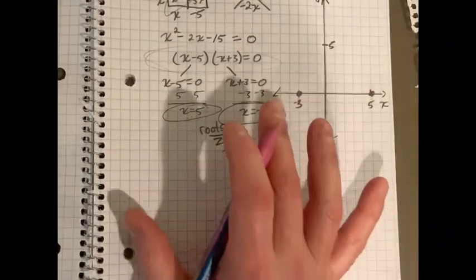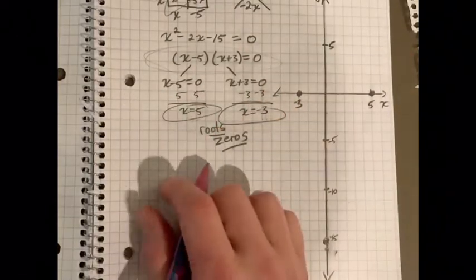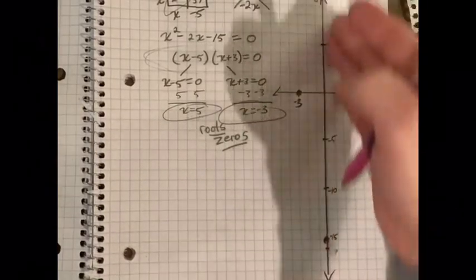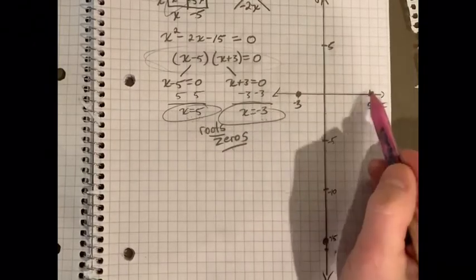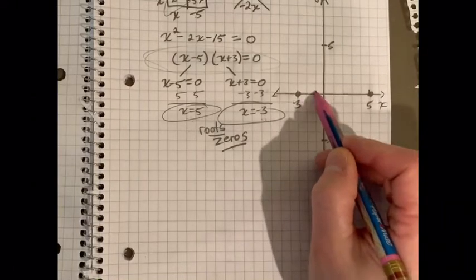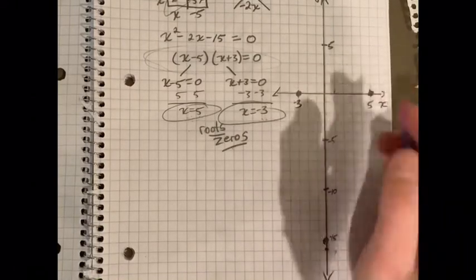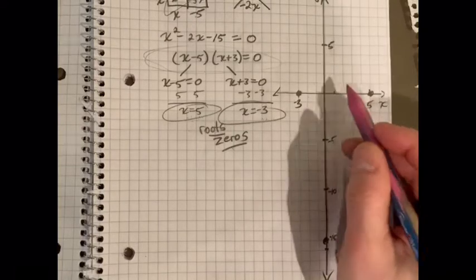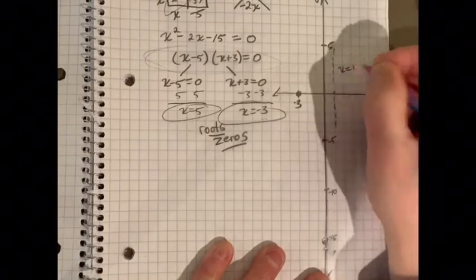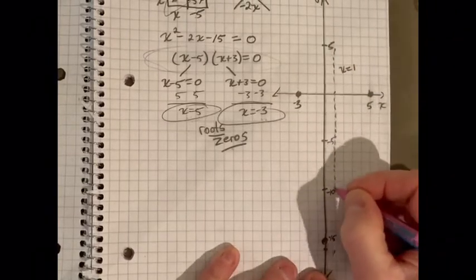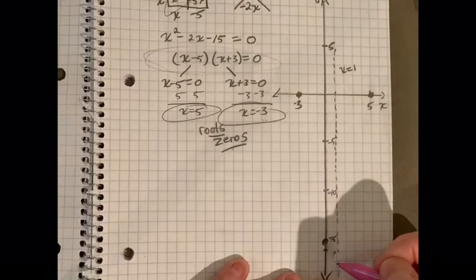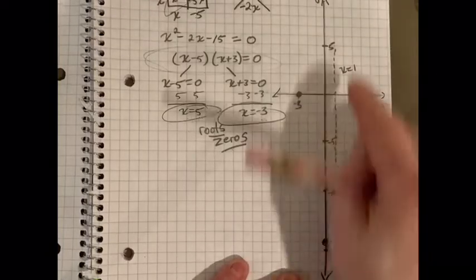The last thing we need is to find the vertex. If you remember, between those two points is our line of symmetry. The distance between negative 3 and 5 is 8, and half of 8 is 4. So we can count in 1, 2, 3, 4, which is right here. So at x equals 1 is our line of symmetry. And with a line of symmetry, that's where the vertex is going to be, somewhere on this line.